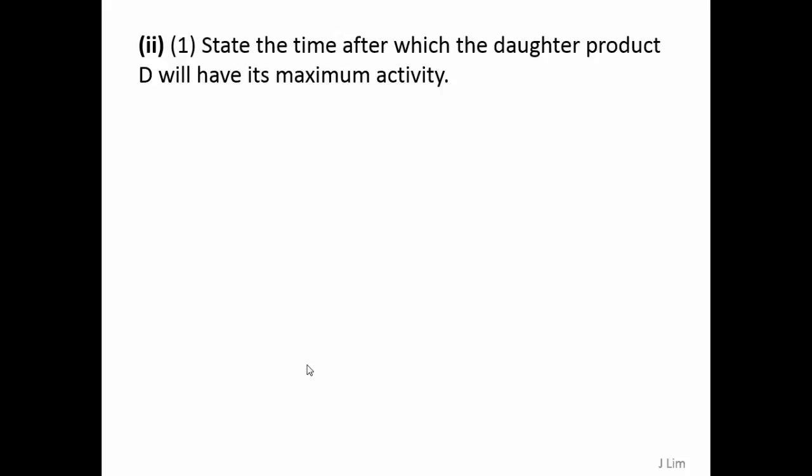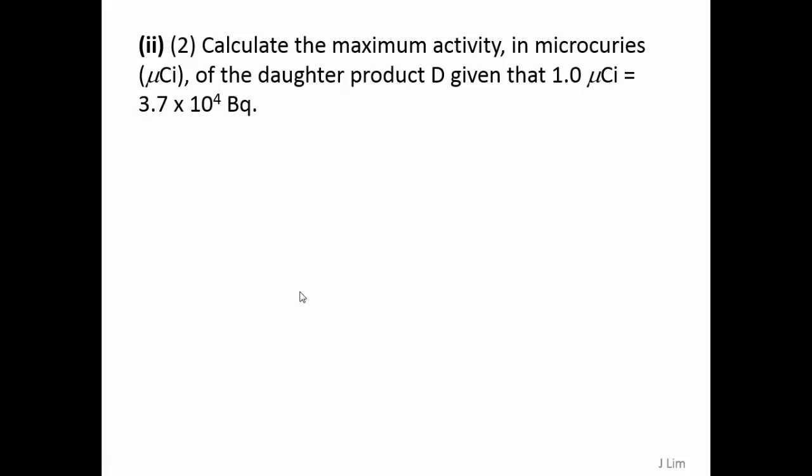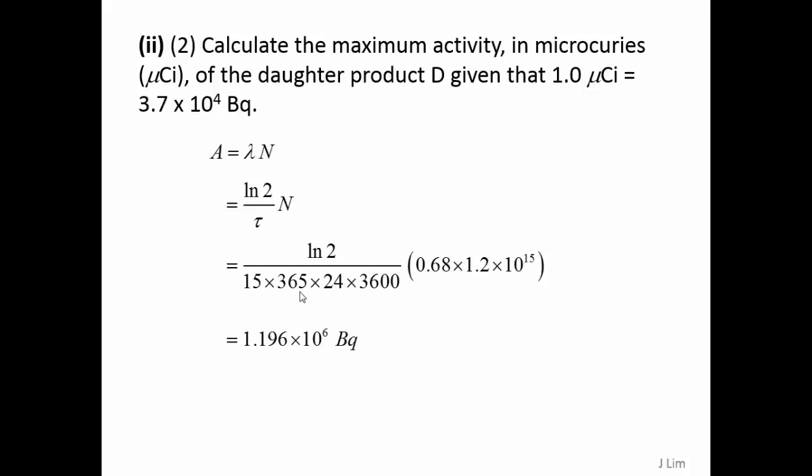State the time after which the daughter product D will have its maximum activity. Since A equals lambda n, maximum activity is when the number of D is the largest. That is almost 9 years. Calculate the maximum activity in microcuries of the daughter product D, given that 1 microcurie equals 3.7 times 10 to the power 4 becquerel. So A is lambda n. That will give us the answer of 32.3 microcuries.